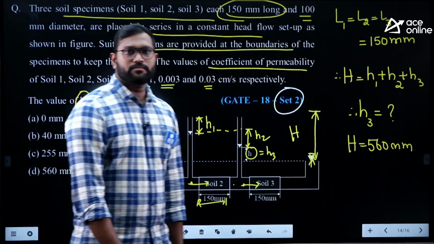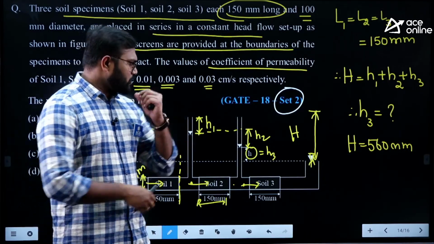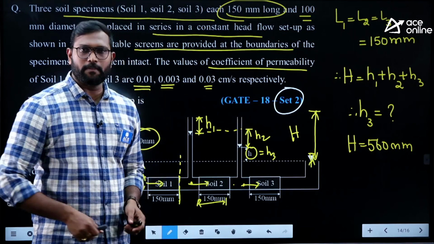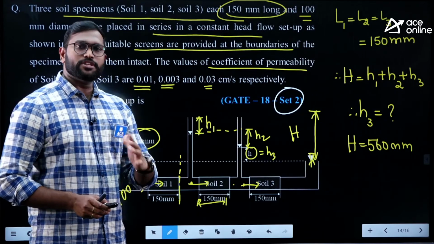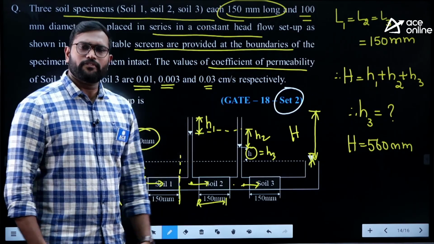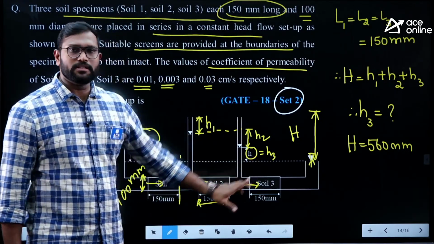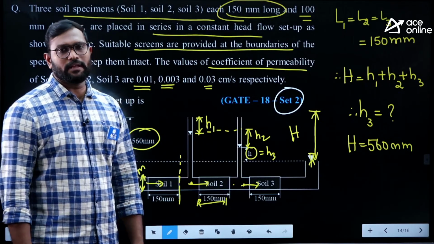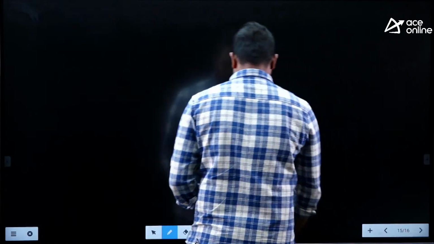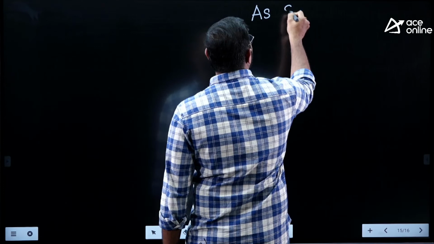Now you have two options. Now I want a total head loss. First thing first, I see this is a layered deposit, so I have to check whether it is flow parallel to the bedding plane or perpendicular to the bedding plane. If you forget about that also, fine. You see the same flow is happening in all the soils, which means it is the flow perpendicular to the bedding planes concept.